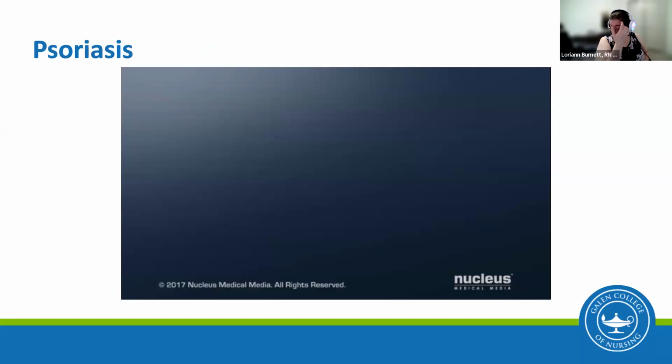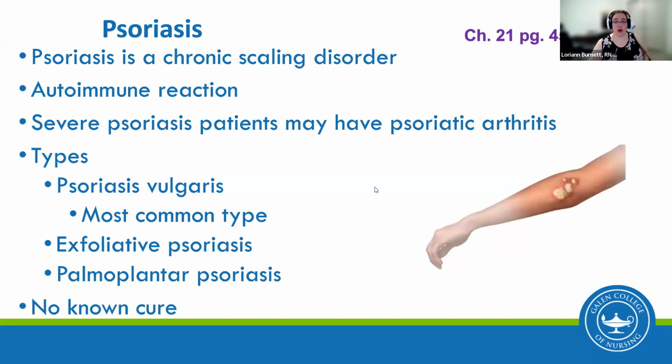All right, so next disease we're going to talk about is psoriasis. And there is a video you can watch on your own PowerPoint if you so choose. So, psoriasis is a chronic scaling disorder. I have the chapters and pages up here, so you can either follow along or look at that. It is an autoimmune reaction.